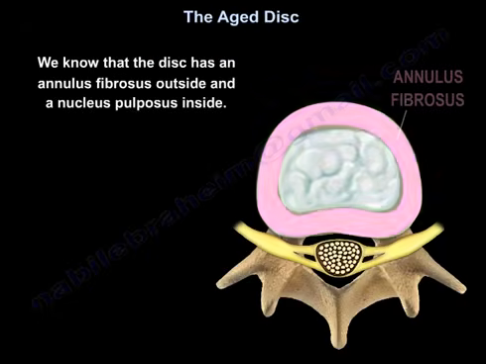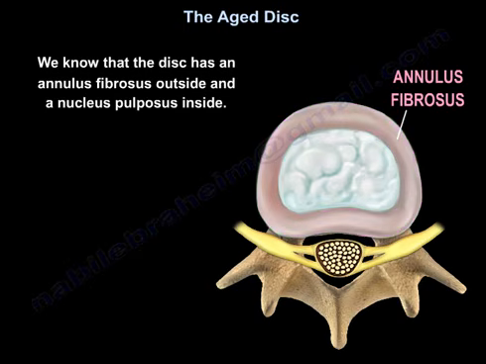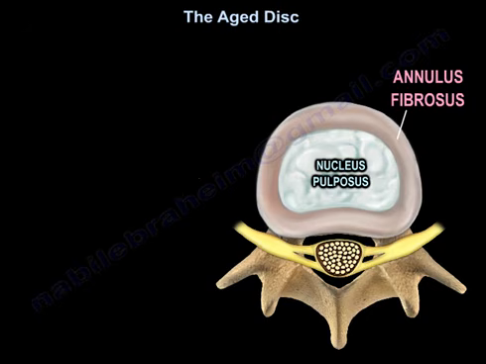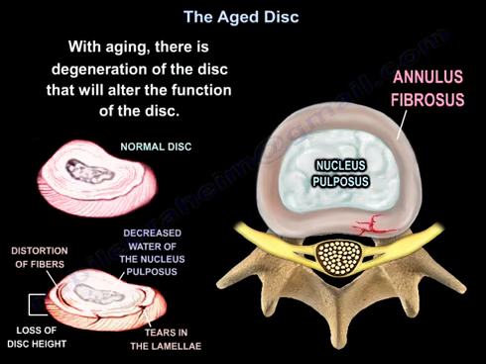Aged disc. We know the disc has an annulus fibrosus outside and nucleus pulposus inside. The outside structure of the intervertebral disc, the annulus, provides stability. With aging, there is degeneration of the disc that will alter the function of that disc.